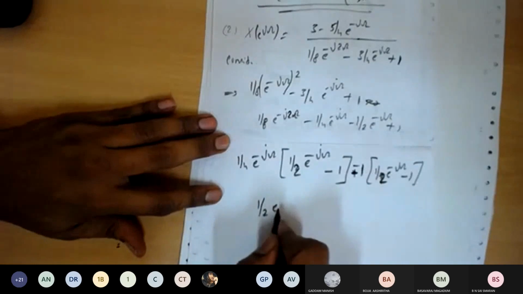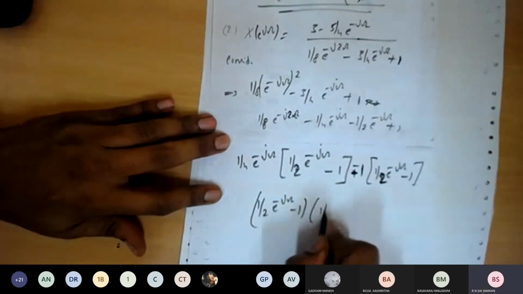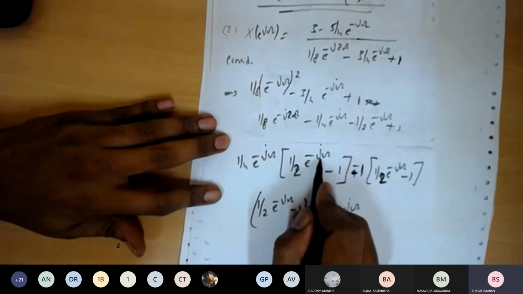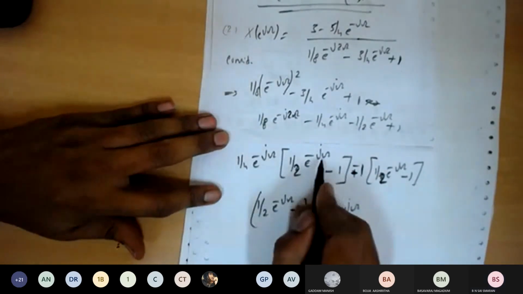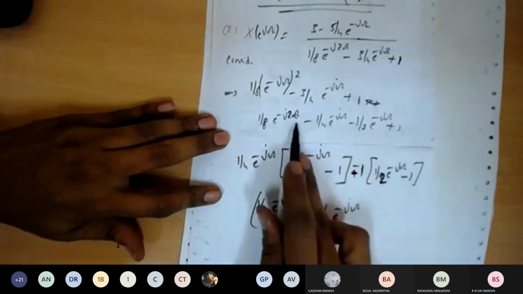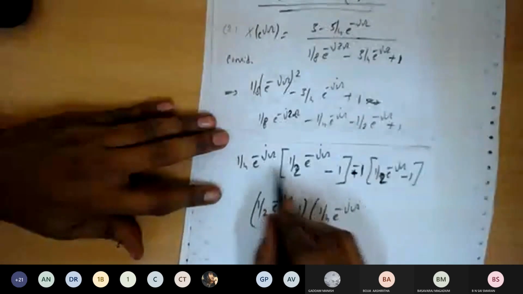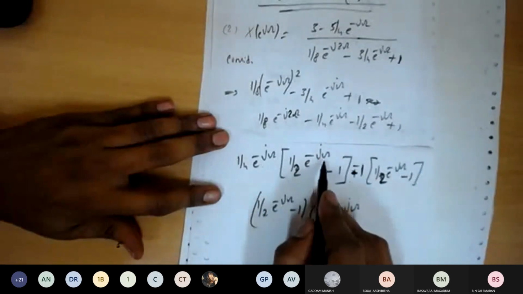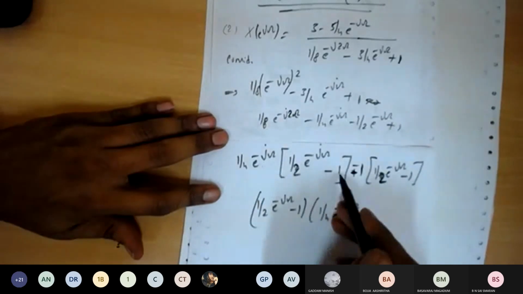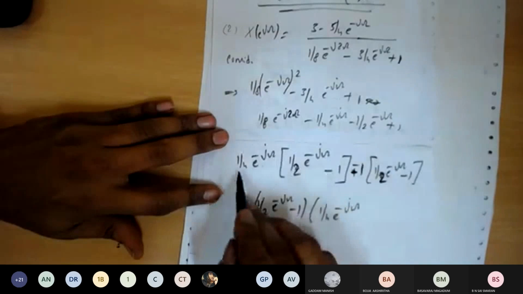Now it can be written as 1 by 2 into e to the power of minus j omega minus 1, and 1 by 4 e to the power of minus j omega minus 1. When I take the product here, 1 by 4 into 1 by 2 will become 1 by 8. E to the power of minus j omega into e to the power of minus j omega will become e to the power of minus 2 j omega. And this into this will become 1 by 4 into e to the power of minus j omega. I'm taking the product here.